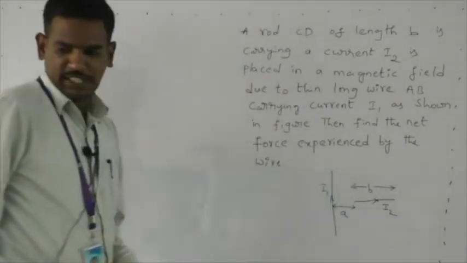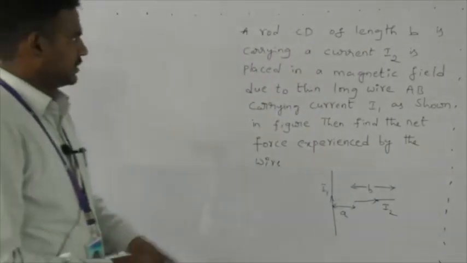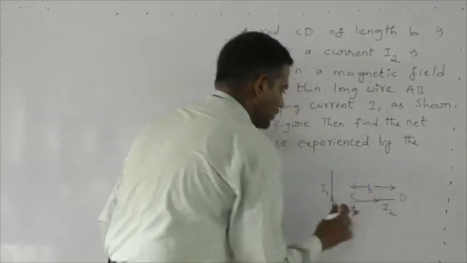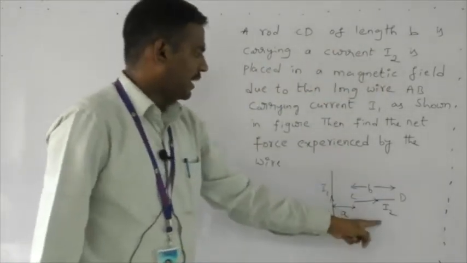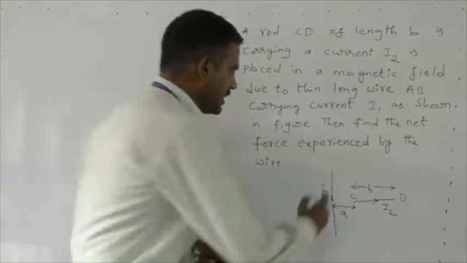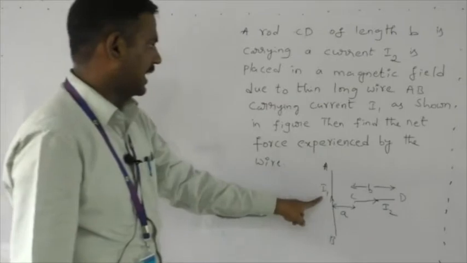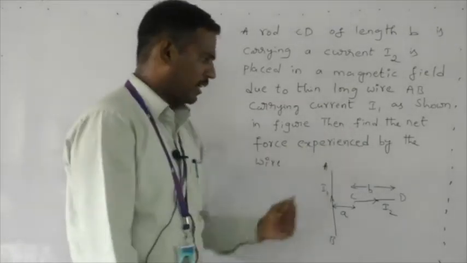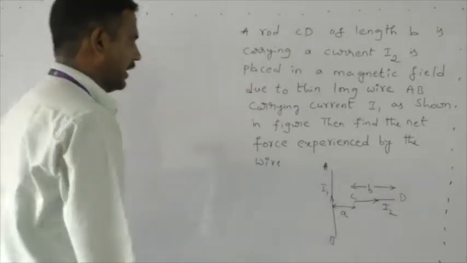Well, so here is the diagram, and let us try to understand this. So a rod CD, this is called CD, of length B is carrying a current I2, is placed in a magnetic field due to a thin long wire AB. This is a thin long wire AB which is carrying the current I1 as shown in the figure. Then find the force experienced by the wire. How much force will be experienced by this one, that we have to find out.